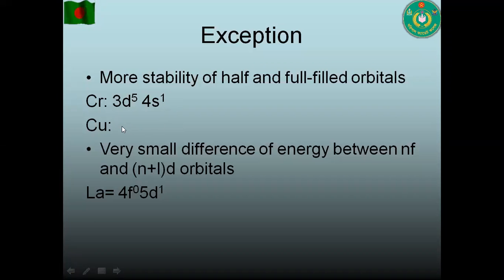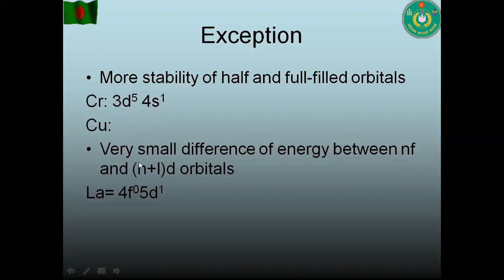For copper, 29 electrons, if we arrange 3d9 4s2, but no, 3d10 4s1. So 3d10, this is a fully filled orbital. We know the electronic configuration of copper is 3d10 4s1. This is a fully filled orbital.